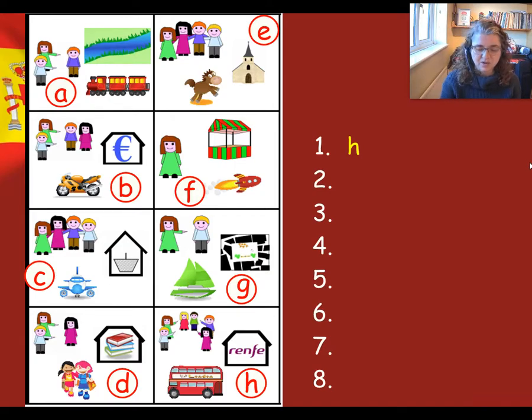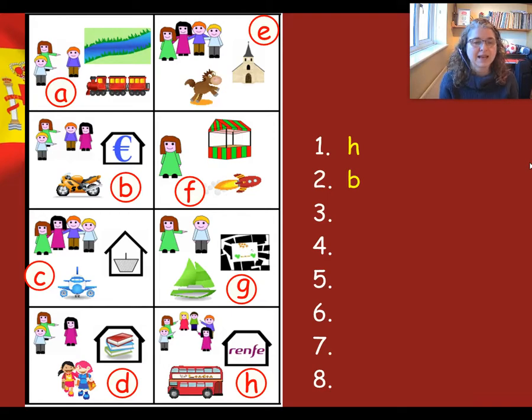Right then, let's have a look at the answers. The first one, van a la estación en autobús, was letter H. Number 2 was vais al banco en moto, which was letter B. And you can always tell the question ones because your voice has to go up at the end when you're asking a question in Spanish.